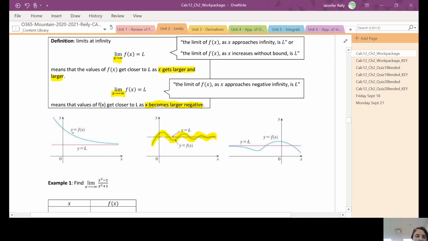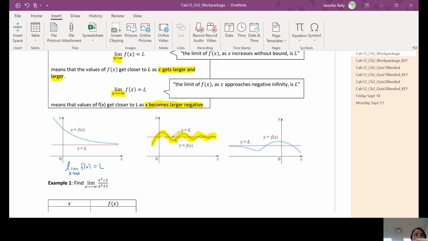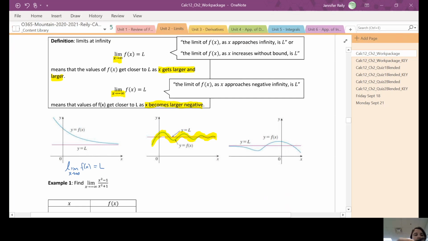So in this case here, we see that as x becomes larger and larger and larger, the function is approaching y equals L. So we would say in this case that the limit as x goes to infinity of f of x is L. And finding limits at infinity also helps you find horizontal asymptotes. This is also a horizontal, H is for horizontal, asymptote.